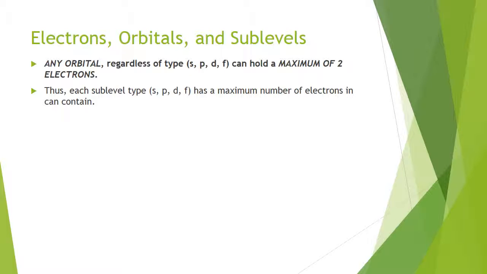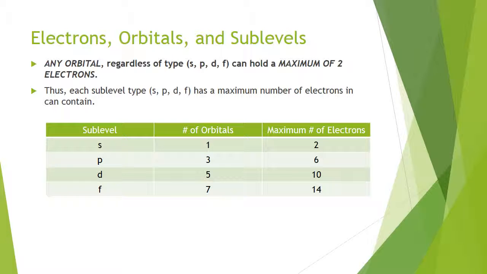So because every orbital can hold 2 electrons, and again, doesn't matter whether it's s, p, d, or f, each sublevel then, as a whole, has a maximum number of electrons it can contain. Let's just take a look at this table here to help us understand this. Recall that any s sublevel, whether it's 1s, 2s, 7s, makes no difference, is going to have 1 orbital. Well, what we just said there, any orbital can have a maximum of 2 electrons. So if we have an s sublevel, we have 1 orbital, it can hold a maximum of 2 electrons in that whole sublevel.